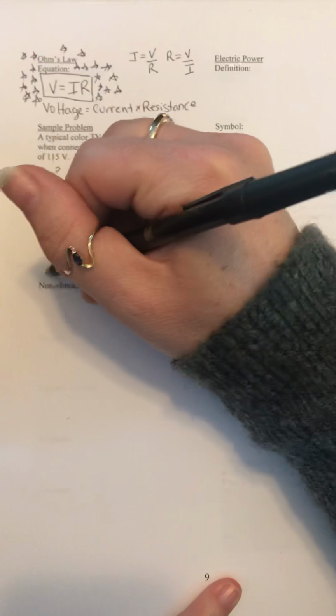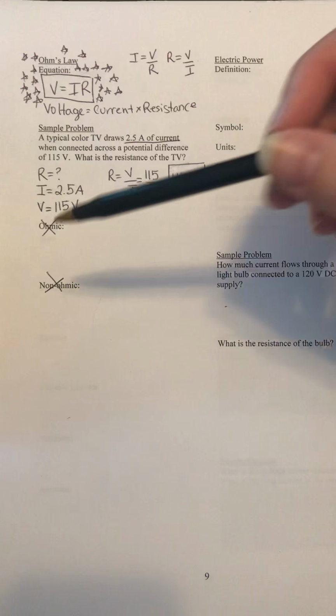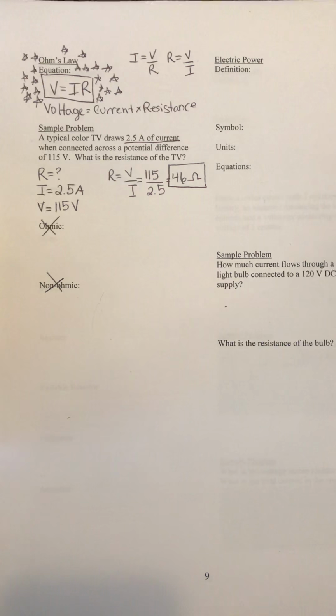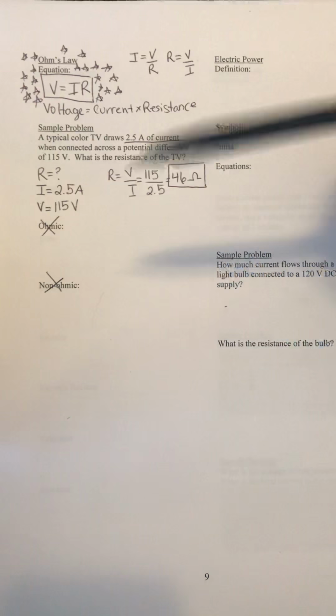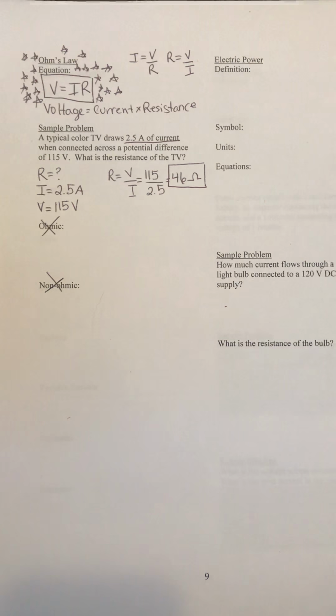We're not going to worry about ohmic versus not ohmic. That was going to be important for the lab that we were doing in class, but since we're not in class, we're going to skip that. Okay? So again, this is really important, and we're going to practice this later in the week. Okay? Using V equals IR.